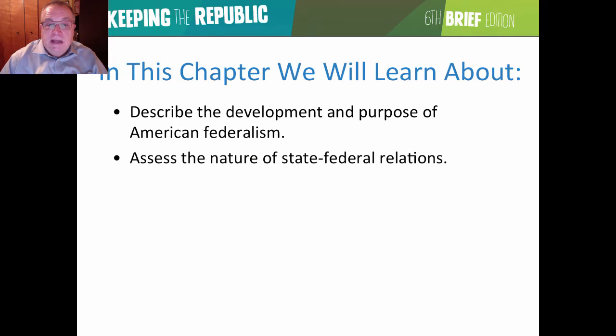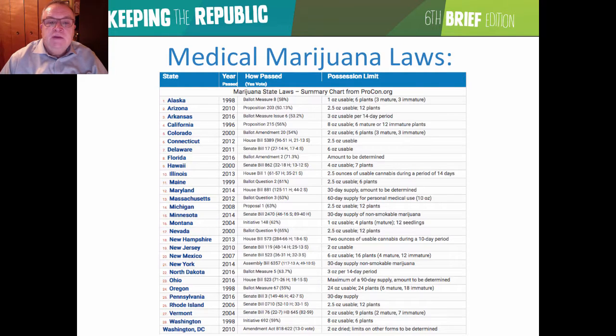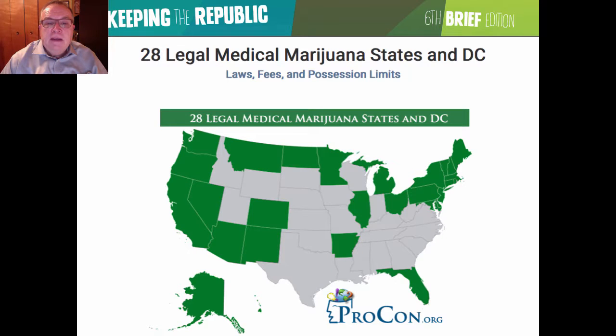So we're going to look at the development and purpose of American federalism and assess the current nature of federalism. So these are medical marijuana laws, and you can see in the book they had fewer, but if you go to procon.org and look it up, and I can do that, but I think here I'll just put them into slides. So here's the 28 states, and note that Ohio is now one of those states.